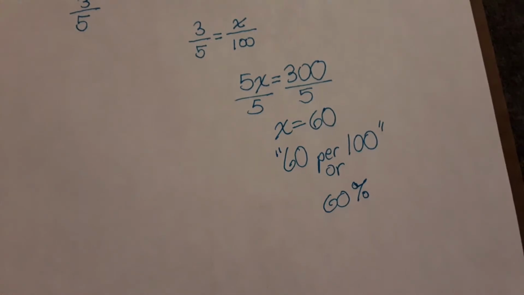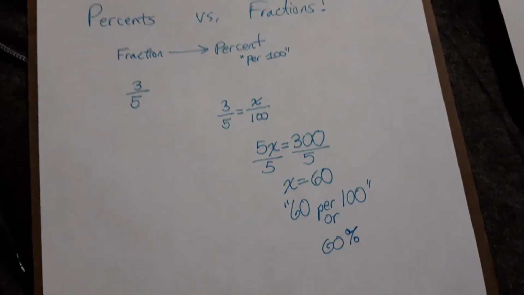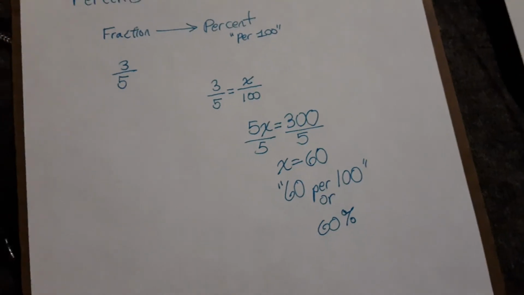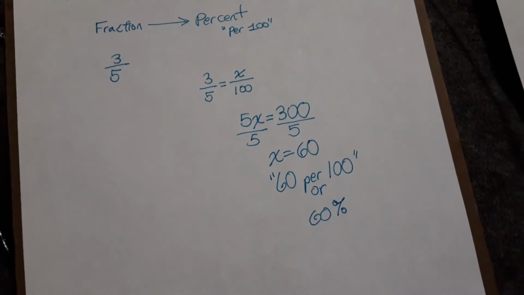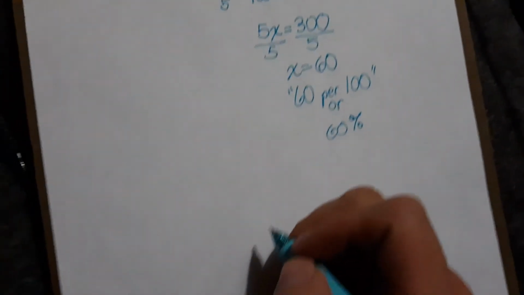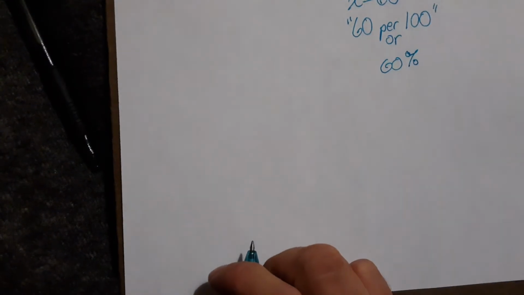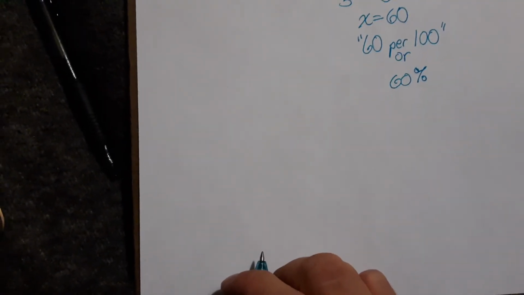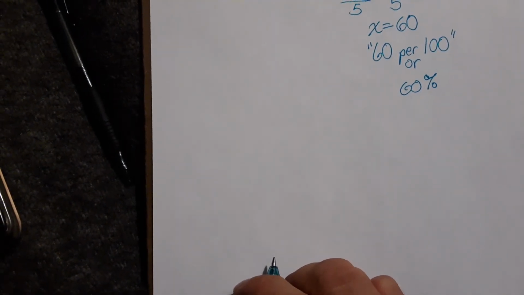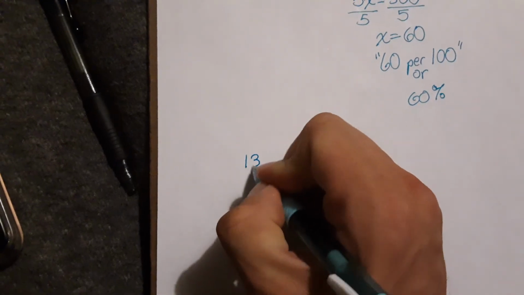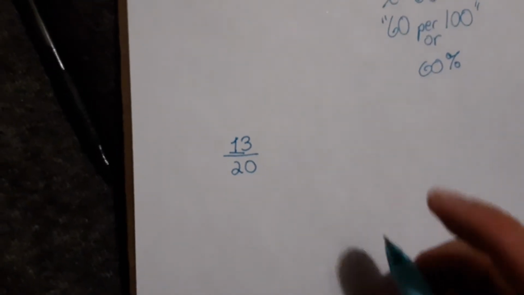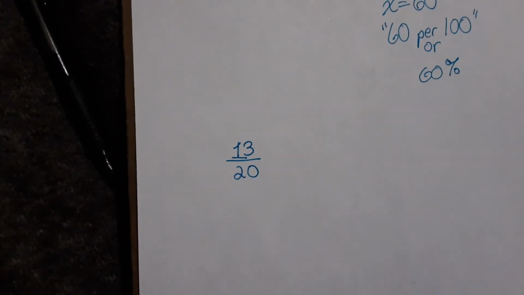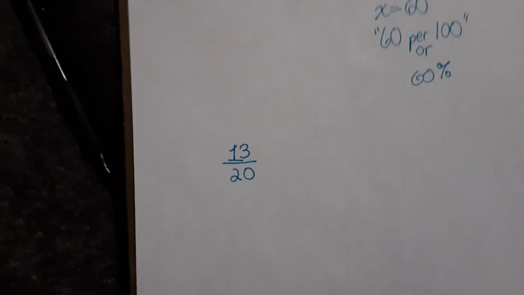Okay. I'll let this sit right here. You can pause the video at this time if you need to copy it down, before I give you another example. So let's look at one that's a little different. How about a little more complicated? So I have 13 over 20, and I'm wanting to turn it into a percent.